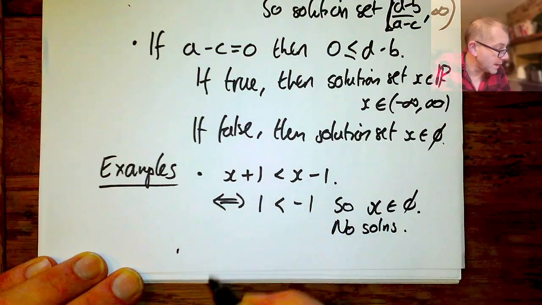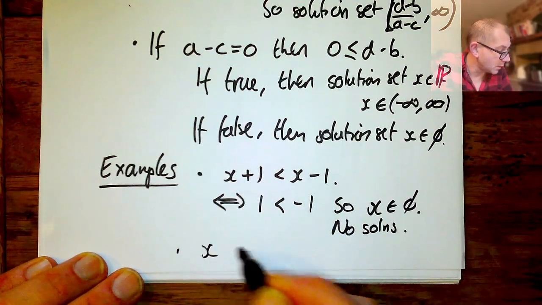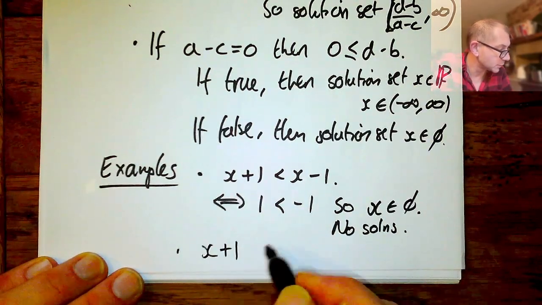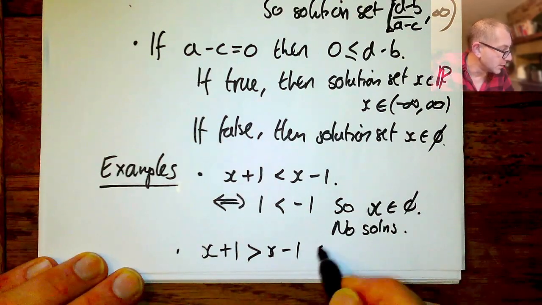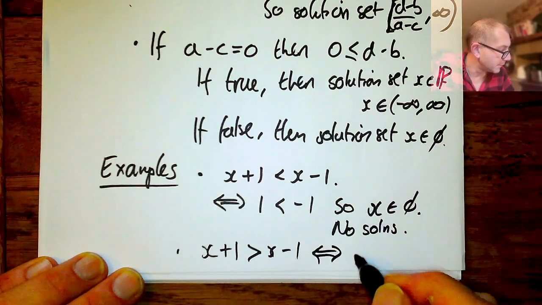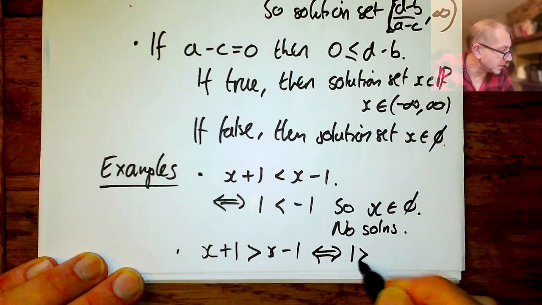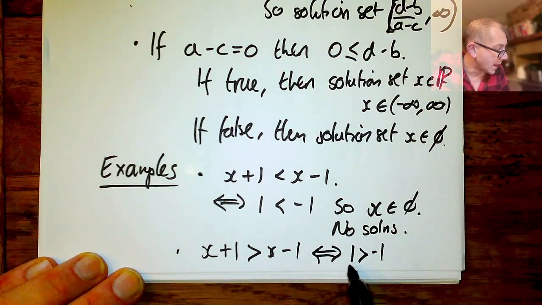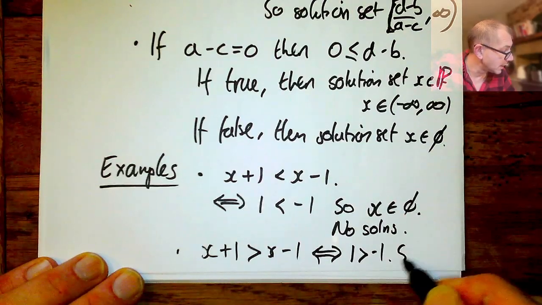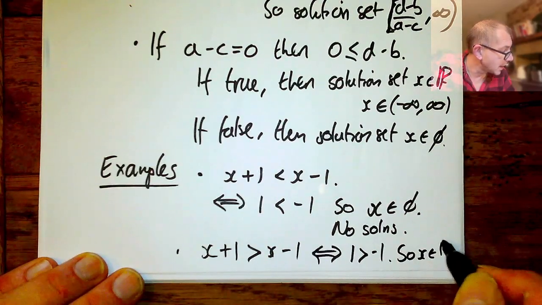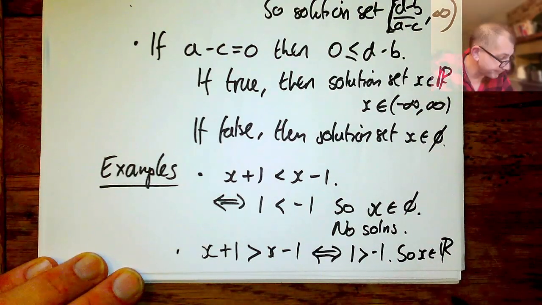If I swap these around, if I had x plus 1 bigger than x minus 1, then that's true if and only if 1 is bigger than minus 1, and that's always true. And so x being any real number will work.